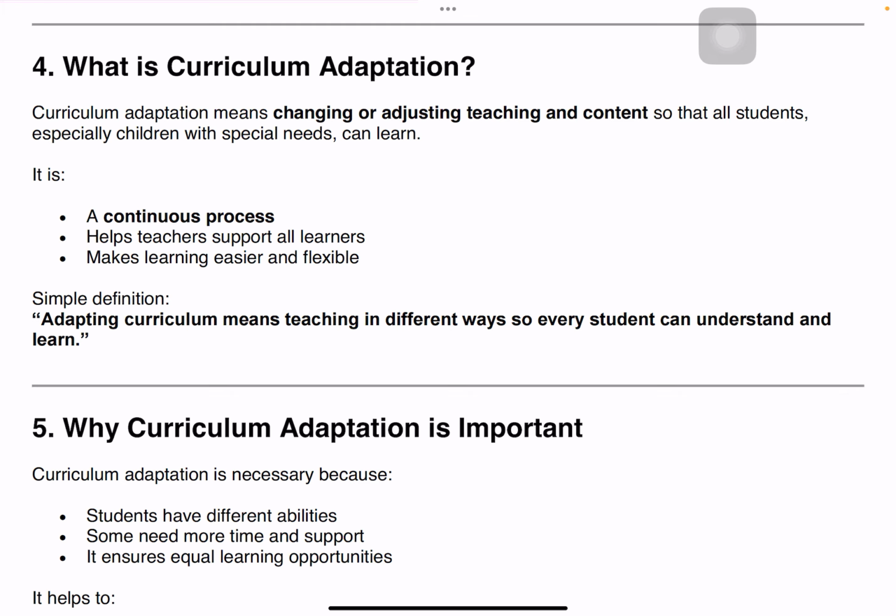What is curriculum adaptation? Curriculum adaptation means changing or adjusting teaching and content so that all students, especially children with special needs, can learn. It is a continuous process, helps teachers support all learners, and makes learning easier and flexible. Simple definition: adapting curriculum means teaching in different ways so every student can understand and learn.